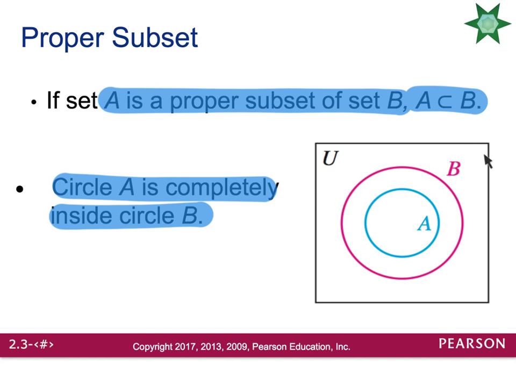So let's say U is our natural numbers, 1, 2, 3, 4, 5, 6, 7, 8, 9, 10, 11, etc. Let's say B is 1, 2, 3, 4, 5. Then A, maybe A could be 1, 2, 3, 4. So it's part of B, but it's not all of B. But everything that's in A is in B. And we would draw it like that using our Venn diagram.